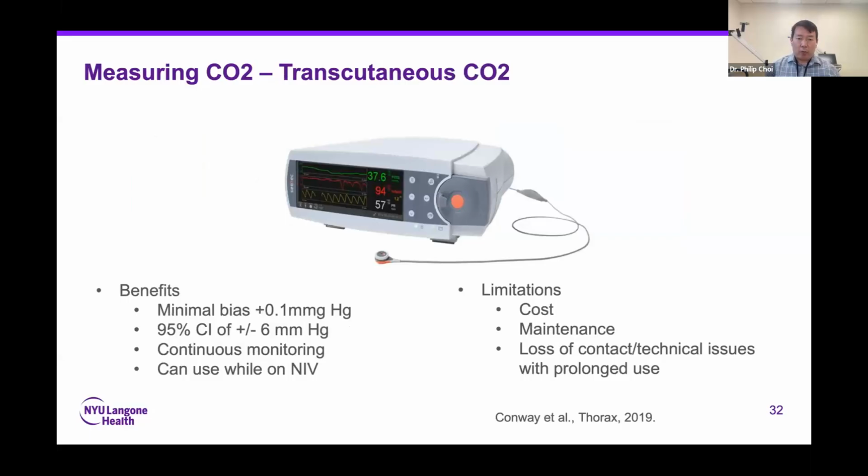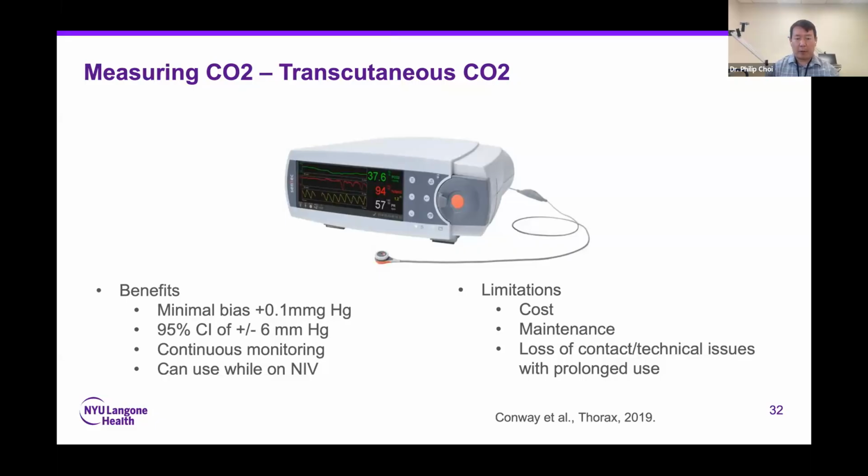Transcutaneous CO2 is actually what we use in our program at Michigan and what we're using here at NYU as I begin my program. And so this is a Sentec machine, a machine that we've used probably for about the last decade at the University of Michigan. There are specific benefits, including minimal bias, and that's thought to be plus 0.1 millimeters of mercury. There's a much narrower 95% confidence interval compared to venous blood gas, and that's plus or minus 6 millimeters of mercury. The other benefit is that you can do continuous monitoring.